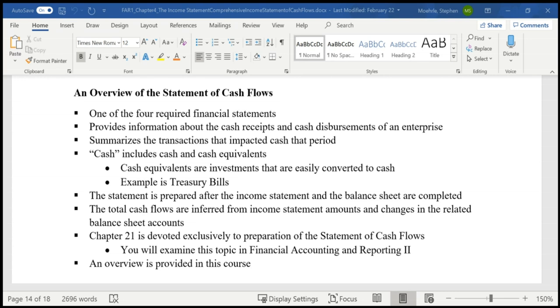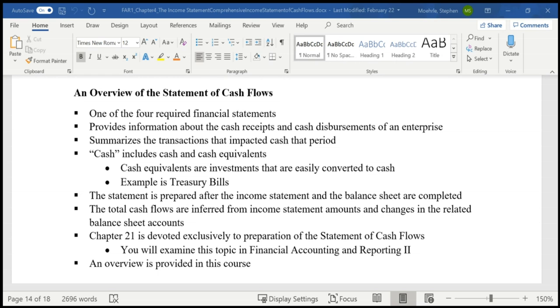The statement is prepared after the income statement and the balance sheet are completed. The reason for that is that the statement can be prepared by analyzing the changes in several balances on those financial statements. You show me those 2 financial statements of any company, and I can tell you what the cash flows were related to any particular account. You'll be able to do this as well, especially after you have fully studied the statement of cash flows and mastered it.